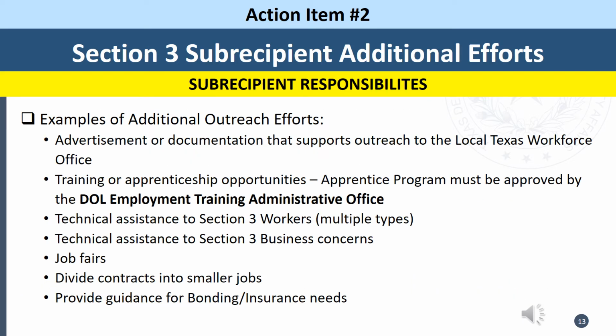Here we've included some examples of additional outreach efforts for your reference to make sure that Section 3 workers and targeted Section 3 workers have the opportunity to benefit from these job opportunities and that Section 3 businesses have the opportunity to compete for contracting. Be sure to carefully document any outreach efforts that are made. Should you not be able to meet the Section 3 benchmarks as laid out by HUD, this information will be very important for reporting purposes.